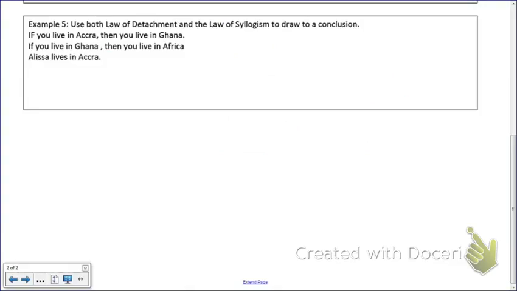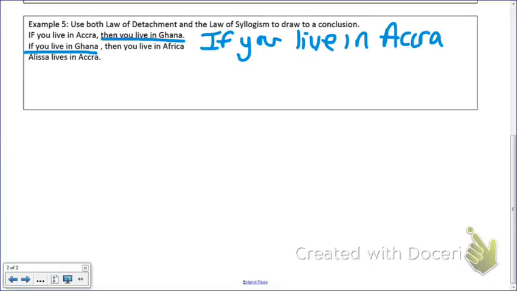In example 5, it wants me to use both the law of detachment and the law of syllogism to draw a conclusion. We start with 2 conditional statements. So notice, if it's 2 conditional statements that I'm given, we're going to start by using the law of syllogism. It says, if you live in Accra, then you live in Ghana. If you live in Ghana, then you live in Africa. So my matching part is you live in Ghana. Notice it is the conclusion of the first statement and the hypothesis of the second statement. So therefore, I can conclude if you live in Accra, then you live in Africa.